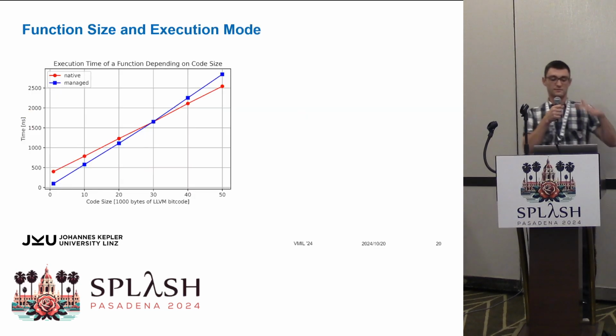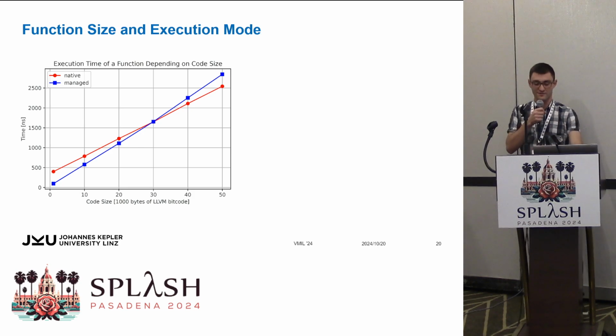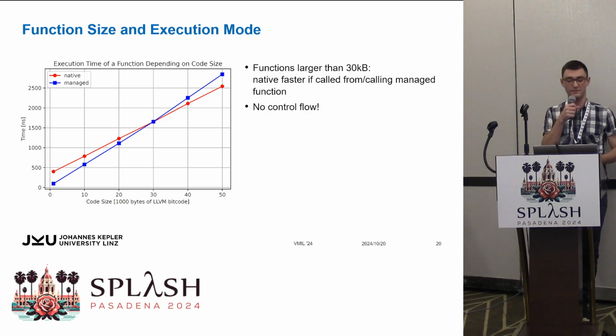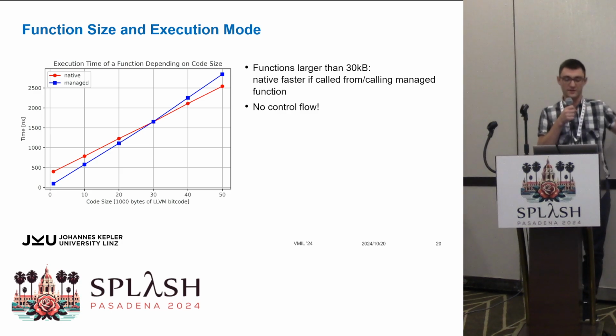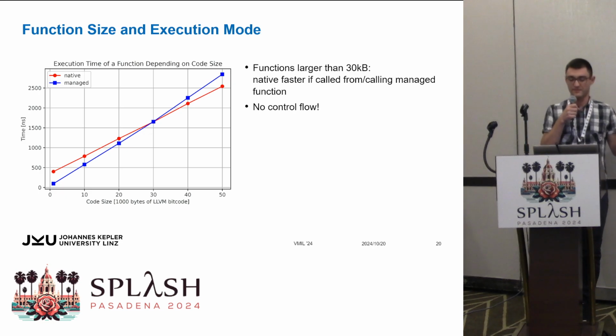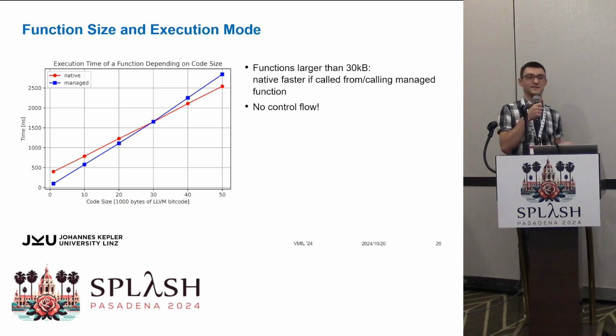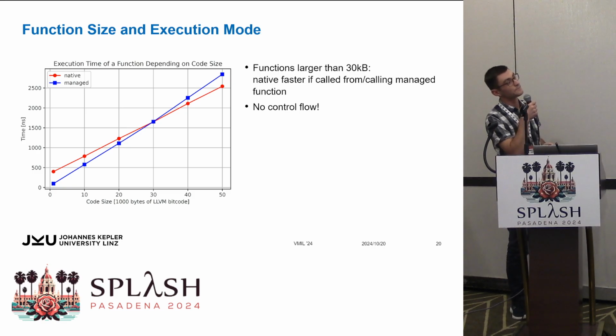So we wrote several C functions with different sizes without control flow. This is important that I mention this here. We tracked the performance, and it was nice to see that we have a linear dependency here. From this point of view, it's clear: if a function is larger than 30 kilobytes of LLVM bitcode, then we execute this on the native side, otherwise on the managed side.